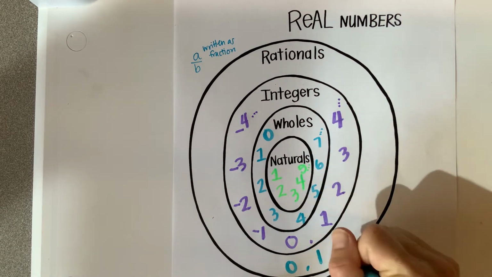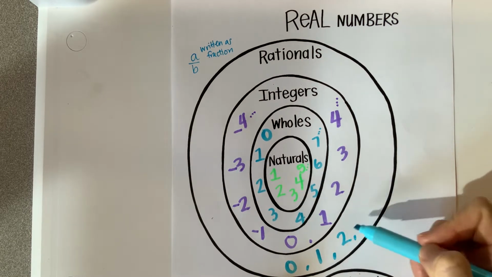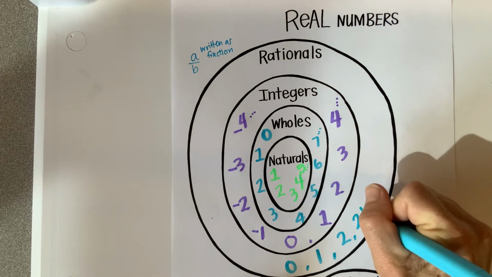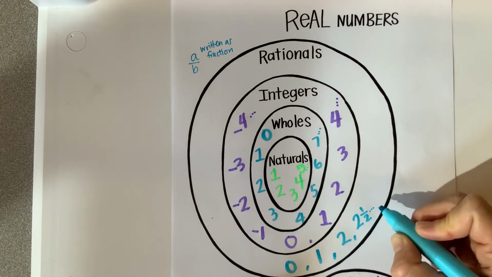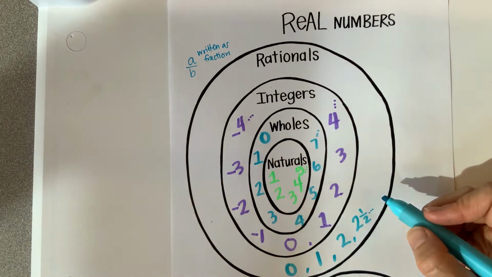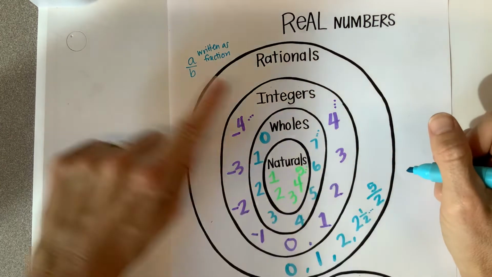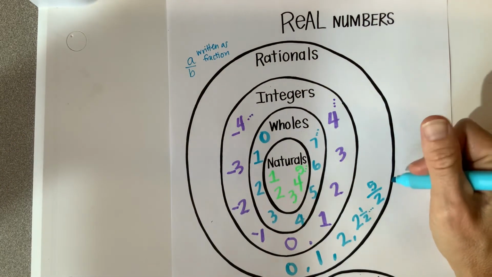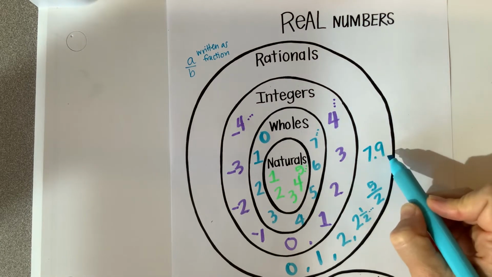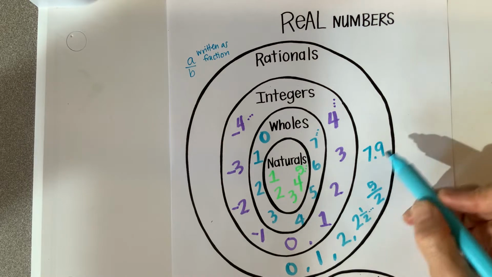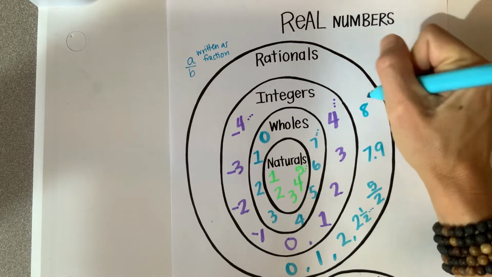So 0, 1, 2, but I can also then include the number 2.5. But notice how 2.5, that's a mixed number, I can write it as A over B. So I can change it to its improper fraction. I can say it's 5 over 2. And now I'm in that format of A over B. I also can include numbers that are in their decimal form, right? 7.9 or 7 and 9/10, because we know that these decimals have a fractional equivalent. And these numbers just keep on going.